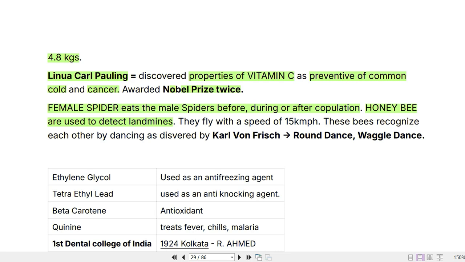They fly with a speed of 15 to 17 kilometers per hour, and these bees recognize each other by dancing patterns discovered by Carl von Frisch. हनी बी की बात कर रहे हैं. सो उस डांस का नाम होता है राउंड डांस या फिर वैगल डांस, राइट.